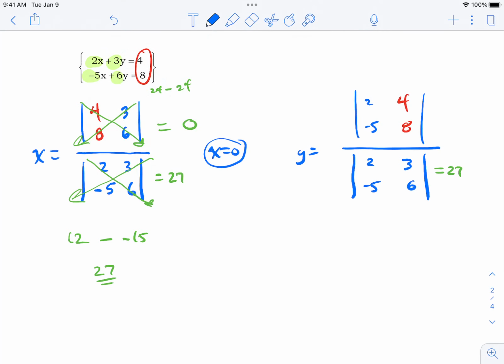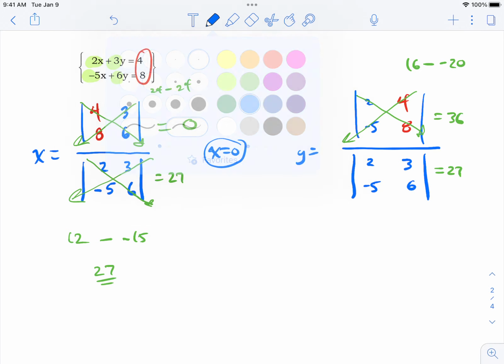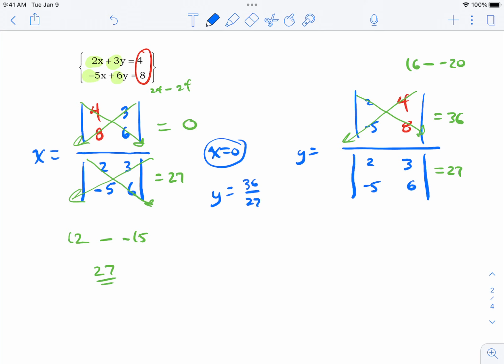I wasn't expecting that. Anyway, then in the y column, what do we got here? We got, flip, 2 times 8 is 16 minus 4 times negative 5 is negative 20. So it's 16, basically plus 20, is a 36. And so y is equal to 36 over 27. Let's see, can we cancel something? How about 3's? 12 over 9. How about 3's again? 4 thirds. So y is equal to 4 thirds. X is equal to 0. Y is equal to 4 thirds.